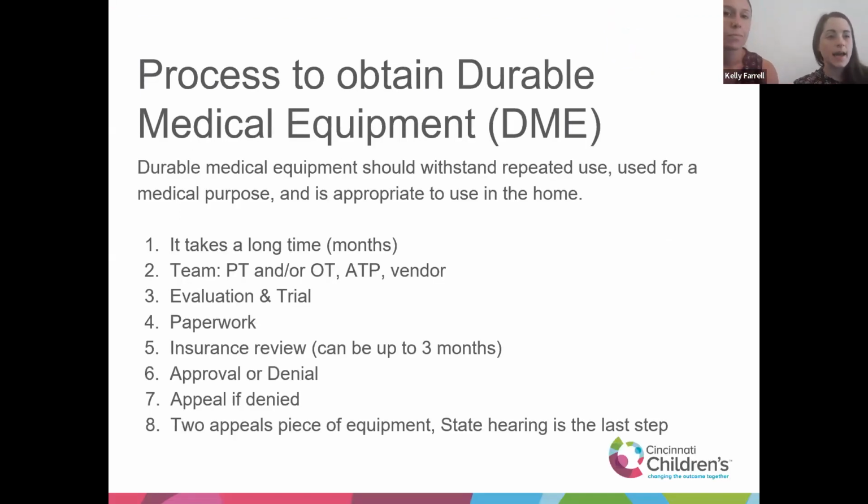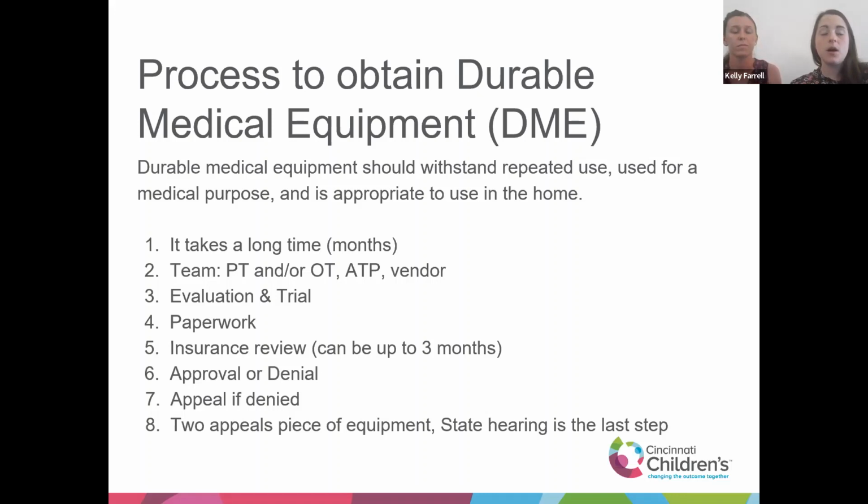So first, we're going to be discussing how this durable medical equipment is obtained through the OT-PT. So durable medical equipment is something that should withstand repeated use, to be used for medical purpose, and should be able to be used in the home. This type of device should be useful for a person who has a medical condition, and it should not be something that is appropriate for someone who has absence of an illness or injury. So at first, it really just generally takes a long time. It can take months.